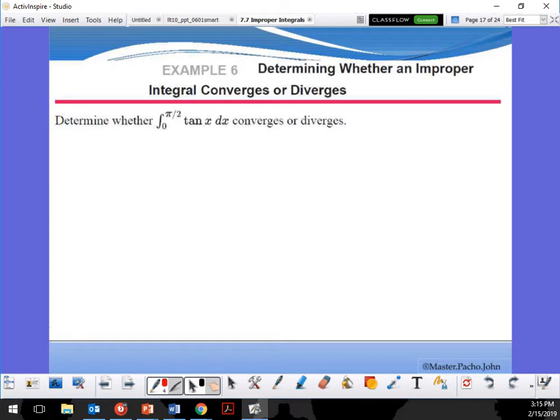So to determine whether it converges or diverges, I could change this to the limit as x approaches pi over 2 and just see, well, since we can't actually get to pi over 2, we can kind of get to around pi over 2 and just see what's happening as I take the limit of that. So I will take the limit as x approaches pi over 2 from 0 to x of tan x dx. So this is to check if we have a convergent or divergent integral.